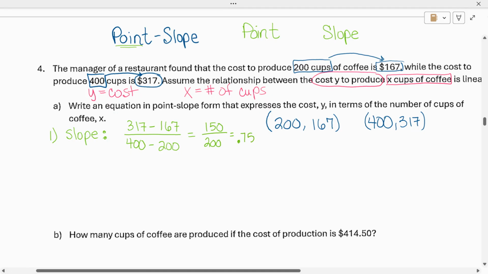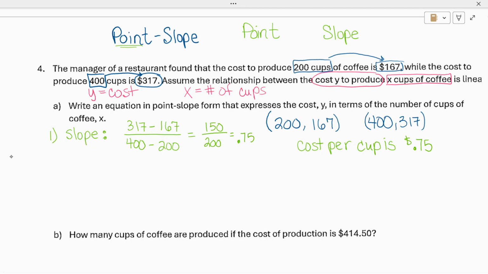0.75. That means that the cost per cup is 75 cents. So cost per cup of coffee. Okay, so that's my slope. What ordered pair do you want to use? Because it doesn't make any difference. You tell me what ordered pair do you want to use?